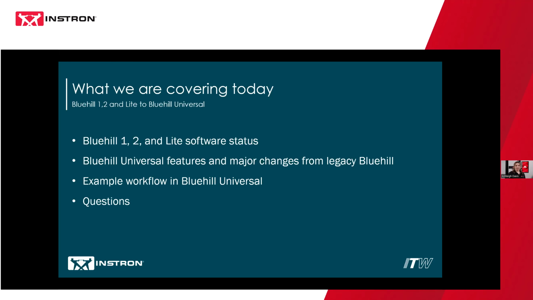And I want to point out that in March, I actually did a presentation on Bluehill 3 to Bluehill Universal. The way that our platform has worked, we've gone 1, 2, 3, and then Universal. If you're coming from 3, it's a little bit of a simpler process. There are not going to be as major features being added on. You're welcome to stay and watch in case you'd like to see the demonstration of the Bluehill software, but I'm going to primarily focus on what's different from 1, 2, and Lite, so those much older legacy versions.